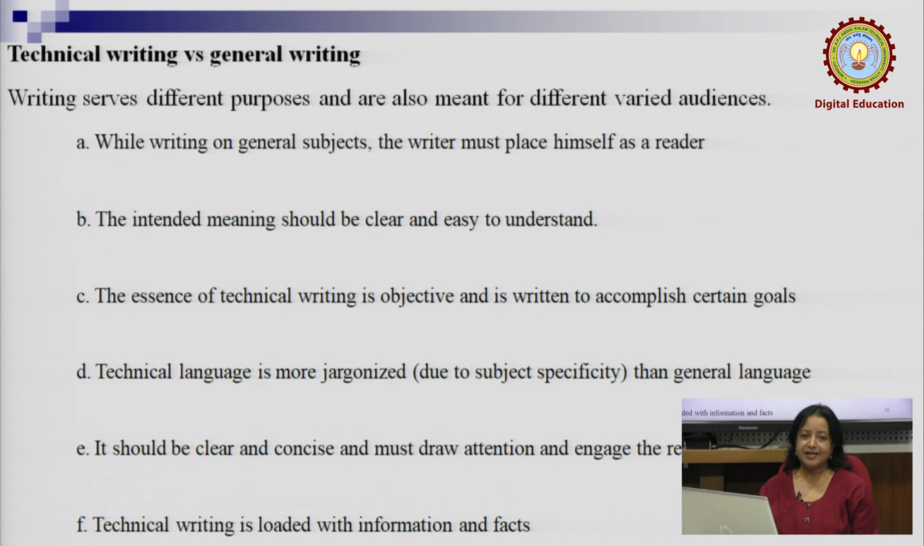Now, after understanding this communication, both general and technical, writing also takes two sides, that is, technical versus general writing. Writing serves different purposes and is also meant for varied audiences. Therefore, one should not be confused between the two styles, general writing and technical writing. While writing on general subjects, the writer must place himself as a reader to judge his or her writing.